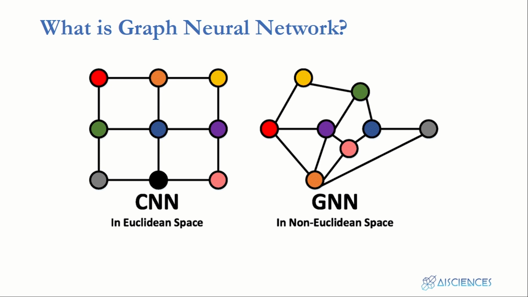CNN stands for Convolutional Neural Networks and it basically uses Euclidean space. And graph neural networks use non-Euclidean space. Now we will take a look at what is Euclidean and what is non-Euclidean space.